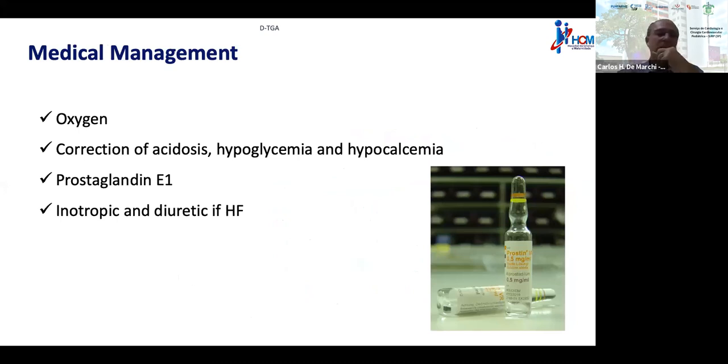Medical management, okay, you have to give oxygen, and correct the acidosis, hypoglycemia and hypocalcemia. Prostaglandin is safe, an excellent medication that really can save lives. The prostaglandin keeps the ductus arteriosus open and provides a place for mixing the oxygenated blood. Inotropics and diuretics if heart failure.